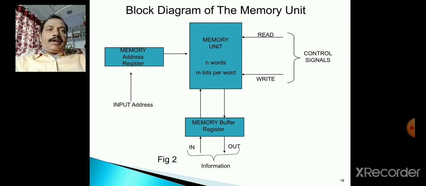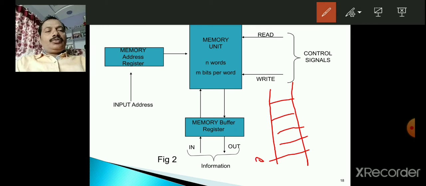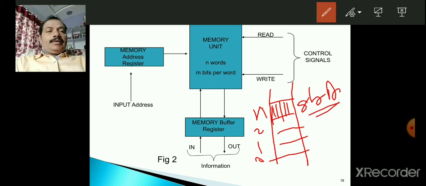So let us see the block diagram of the memory unit, in which this is the memory. Here, if you observe, this is the main memory, which has n words, and each word is m bits in length. For example, locations 0, 1, 2, up to n. Each location size is, for example, 8 bit. So 8 bit data can be stored in this single location. So word length is 8 bit. So this is a memory.